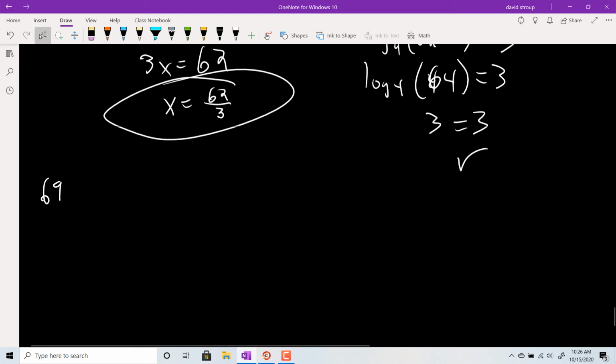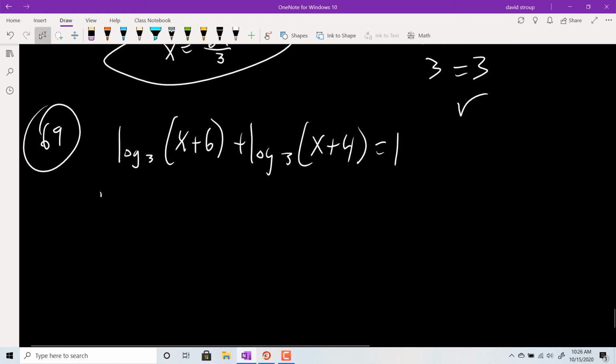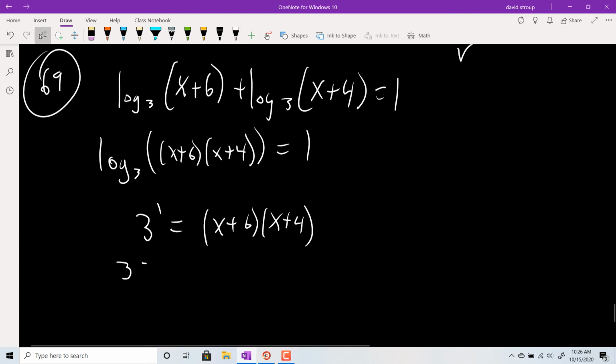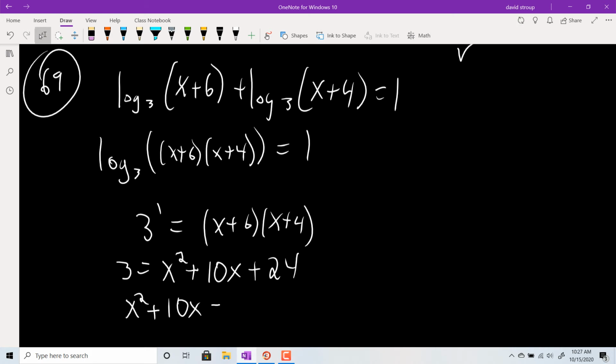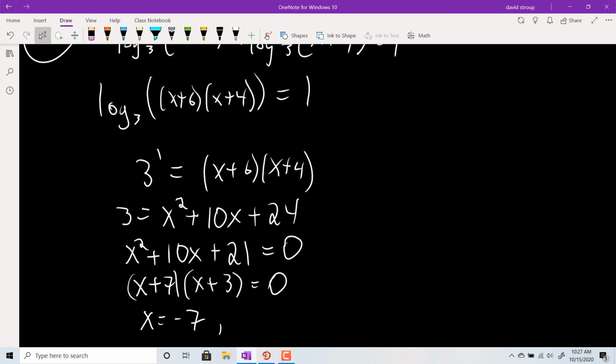Okay. Next, number 69. We have log base 3 of x plus 6 plus log base 3 of x plus 4 equals 1. Here I'm going to have to use the product rule in order to take advantage of the definition of the log. So I go log base 3 of x plus 6 times x plus 4 equals 1. And then using the definition, it's 3 to the first power equals x plus 6 times x plus 4. And then you just FOIL that guy on the right, and you're going to get a quadratic equation. So you got to set it equal to 0. And so I have x squared plus 10x plus 21 equals 0. And then factor it. X plus 7 and x plus 3, right? Equals 0.